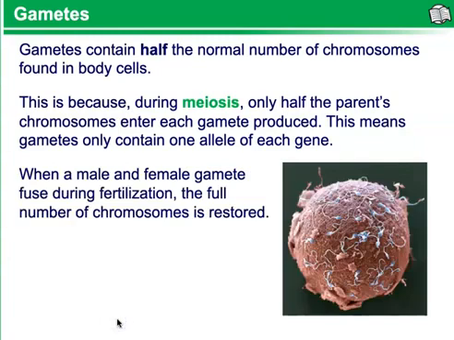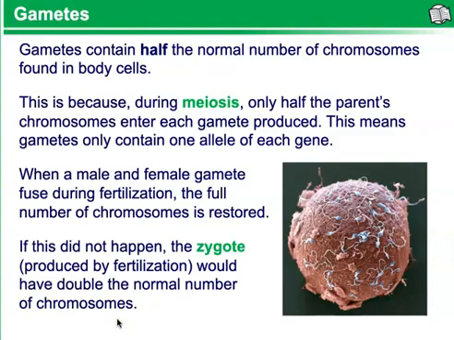When a male and a female gamete fuse during fertilization, the full number of chromosomes is restored. If this did not happen, the zygote, produced by fertilization, would have double the normal number of chromosomes. A normal human body cell contains 46 chromosomes in 23 pairs. Human gametes, the sperm cells and the egg cells, contain 23 chromosomes.